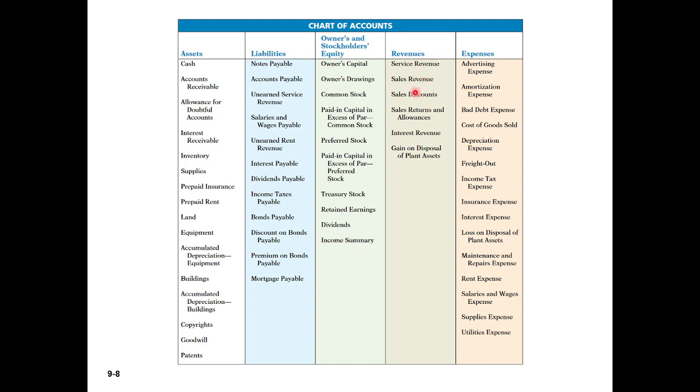Revenue: service revenue, sales discount, sales returns and allowances, interest revenue, gain on disposal of plant asset. Expenses: advertising expense, amortization expense, bad debt expense, cost of goods sold, depreciation expense, freight out, income tax expense, insurance expense, interest expense, loss on disposal of plant asset, maintenance and repairs expense, rent expense, salaries and wages expense, supplies expense, utilities expense.